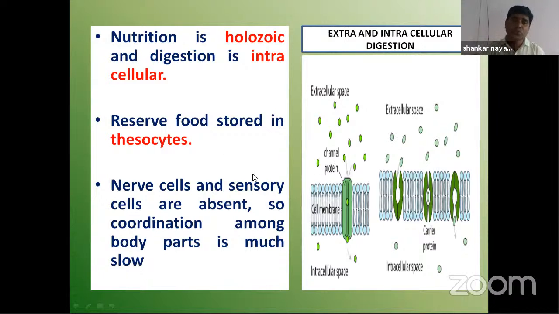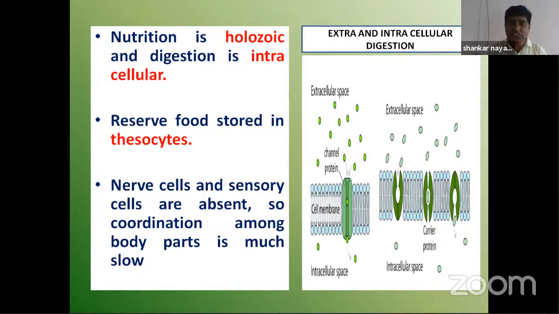And the reserve food is stored in thesocytes. There are specialized cells called thesocytes. The main function of these thesocytes is to store reserve food. So when you get excess food, that excess food is stored in thesocytes.